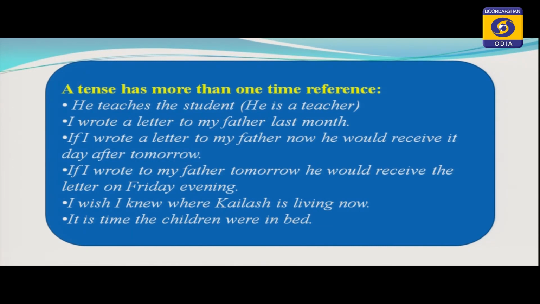Now, children, you observe another sentence. I wrote a letter to my father last month. Now, wrote, that is in verb form 2. Write, wrote, written. Now, I wrote a letter to my father last month. Now, this refers to the past time. And when we talk of tense, you tell it simple past tense. Because verb 2 is used. The past form of write is used. And therefore, it is in simple past tense.